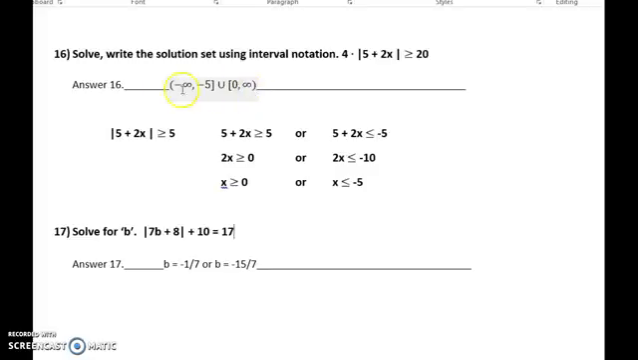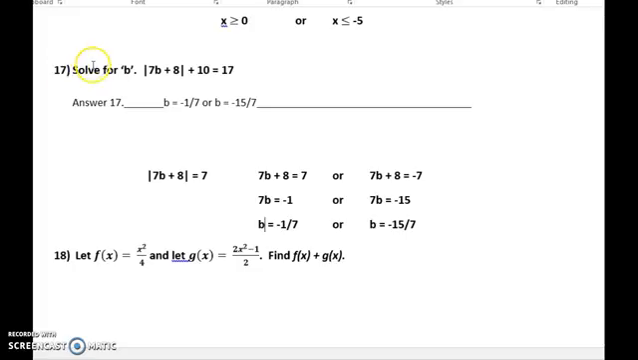And in interval notation, it looks like this. Make sure you use the brackets because we have greater than or equal to 0, less than or equal to negative 5. For number 17, an absolute value equation.